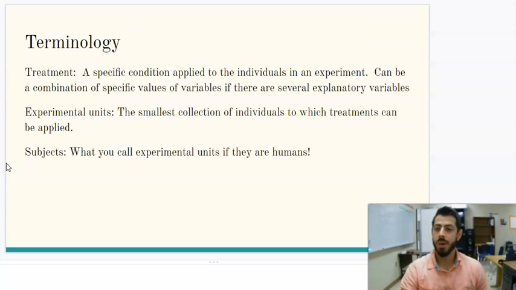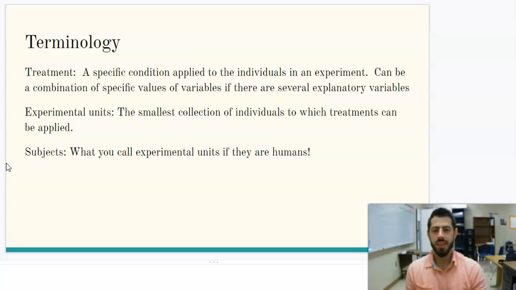Now, when we're talking about experiments in statistics, we know what the terminology is, right? So we have treatments. Treatments are a specific condition that's applied to individuals in an experiment. It can be a combination of specific values of a variable, if there are several explanatory variables. It can be a lot of things, right? But the treatment is whatever you're doing to the X variable, if you will. It's whatever you're doing to the experimental unit.